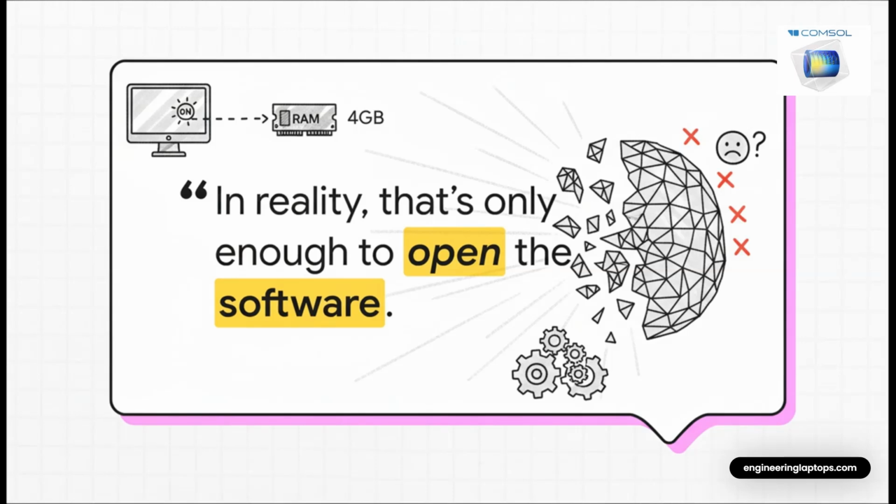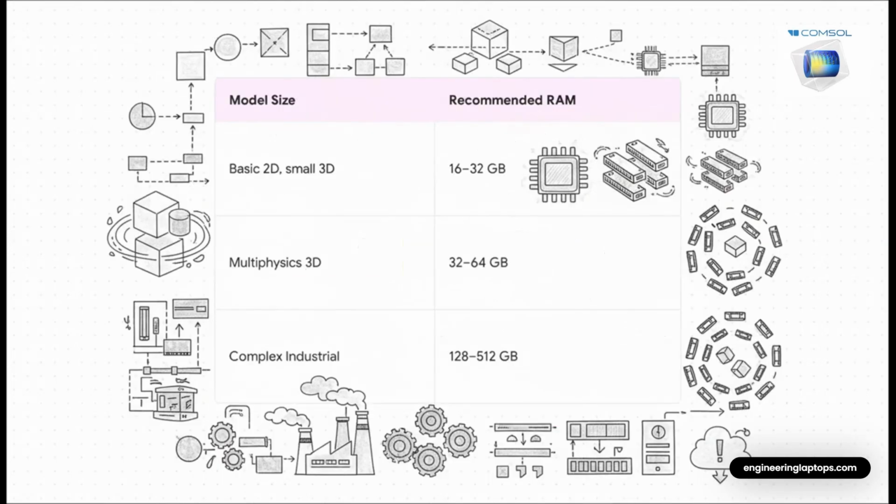In the real world, 4 gigabytes is basically just enough to double-click the icon and launch the application. The moment you try to load or mesh even a simple model, you're going to hit a wall hard. So this chart right here, this is the reality. For basic 2D models, you really should be looking at 16, maybe 32 gigabytes. For your standard 3D multi-physics work, 64 gigabytes is the sweet spot.